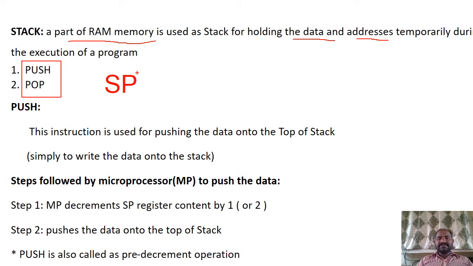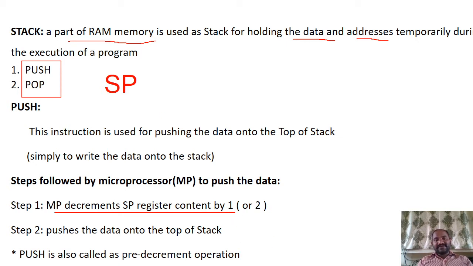So just now, SP is nothing but the stack pointer, which shows the address of the top of the stack. Address of the top of the stack means the last memory location which is utilized in the stack area; that is shown by the stack pointer content, which is holding the address. Here, the steps followed by the microprocessor to push the data: first it decrements the stack pointer register content by 1. The stack pointer register content is nothing but the data available in the stack pointer. Actually, it is not the data, it is the address of the top of the stack.